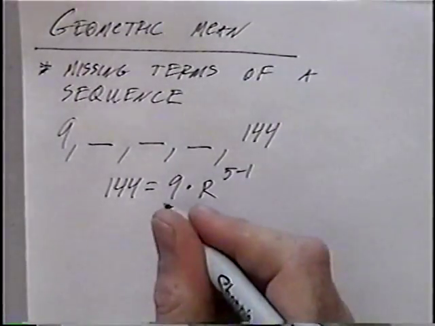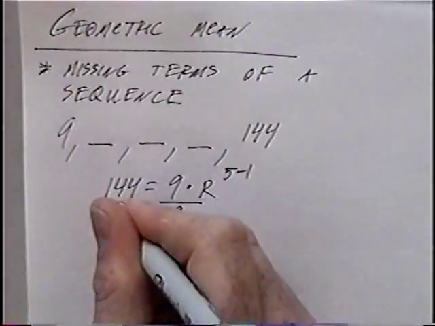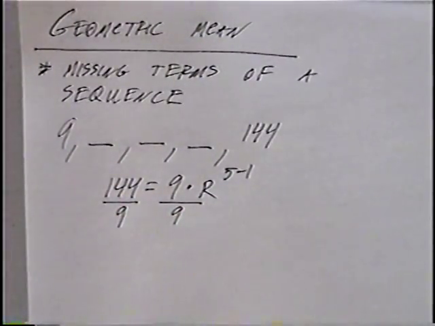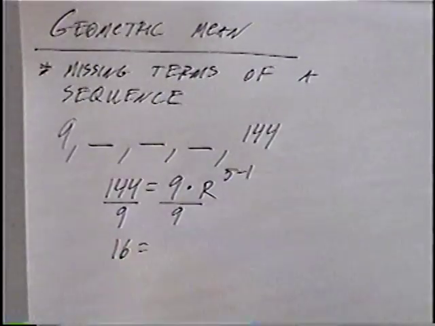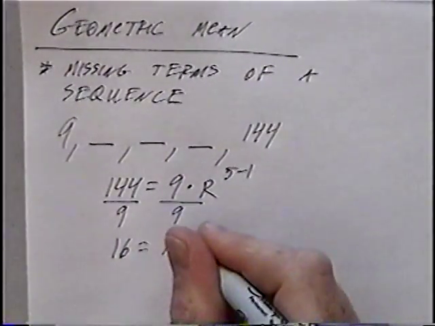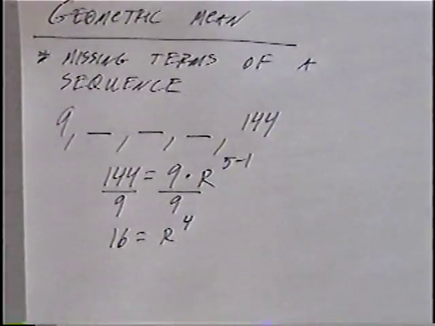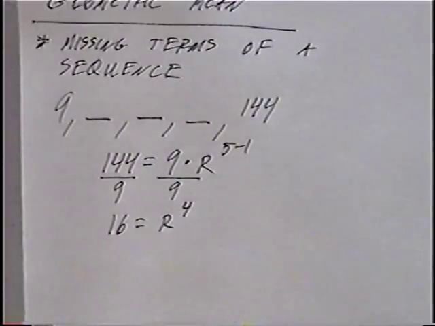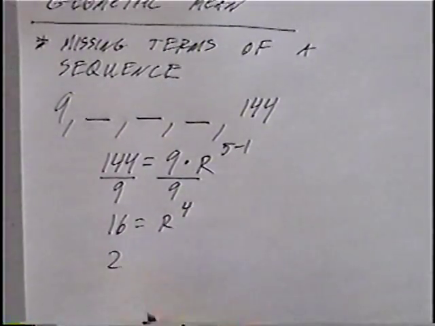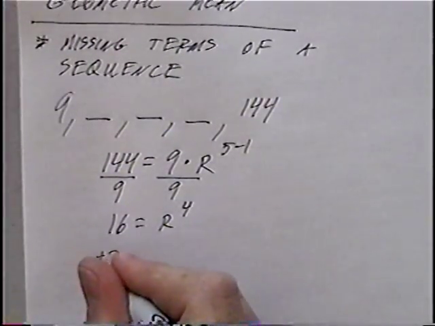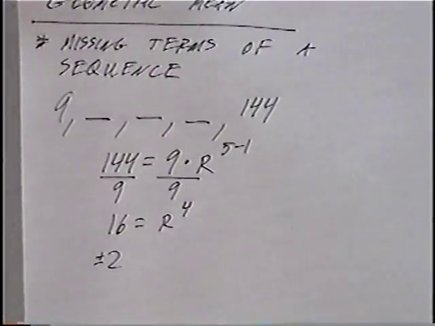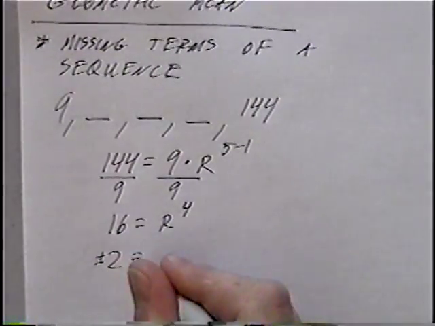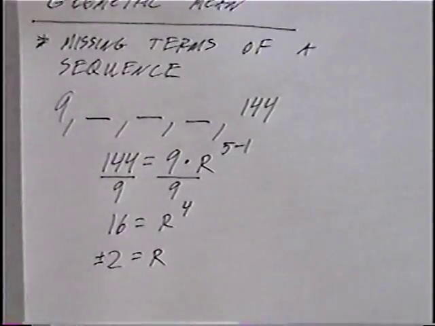To simplify this, we can divide by 9. 144 divided by 9 would be 16. And we'd have r to the fourth power. Find some number to the fourth power, which would be 16. That number would be 2, since 2 to the fourth power is 16. But it also could be negative 2, because negative 2 to the fourth power is also 16. So r would actually be plus or minus 2, which means r could be positive 2 or negative 2.